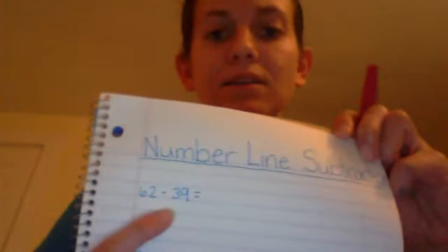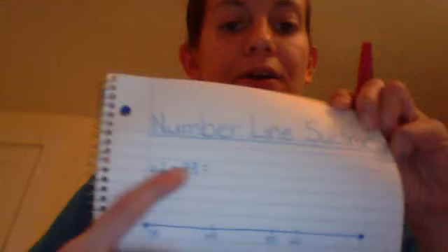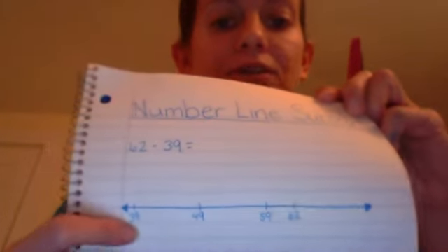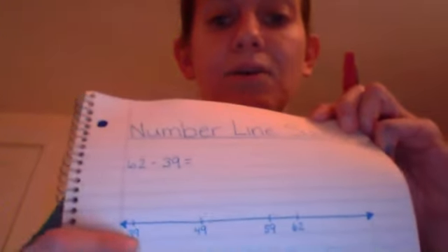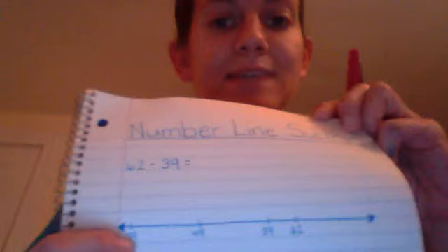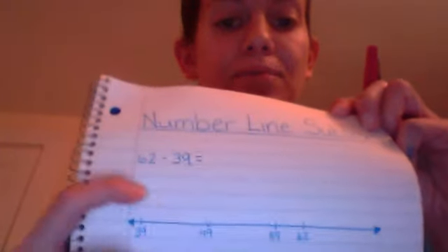Now if I'm using a number line to do this, I'm going to first think of where the second number would be, that smaller number. And that's going to be over here at the beginning of my number line. Now what I have to do is think of how many sets of 10 it will take me to get close to that other number, 62.